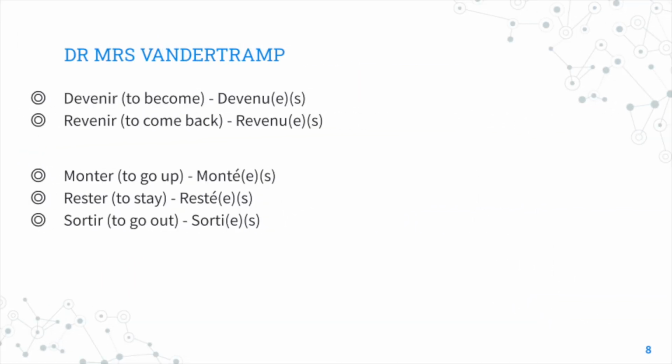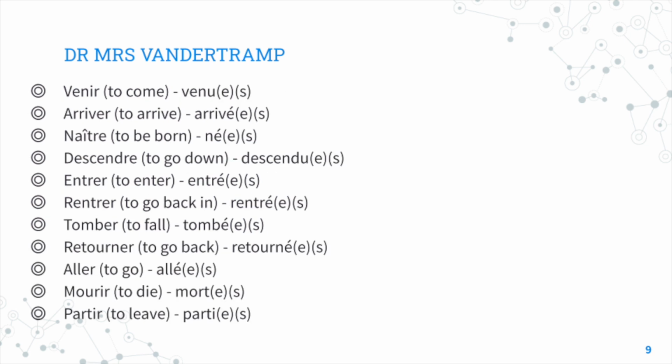Here are the verbs and their participe passés that are included in the acronym Dr. Mrs. Vandertramp. So the verbs are devenir, revenir, which is the doctor part, monter, rester, sortir, which is the Mrs. part. Then we have venir, arriver, naître, descendre, entrer, rentrer, tomber, retourner, aller, mourir, and partir, which make the last part of the acronym Vandertramp.